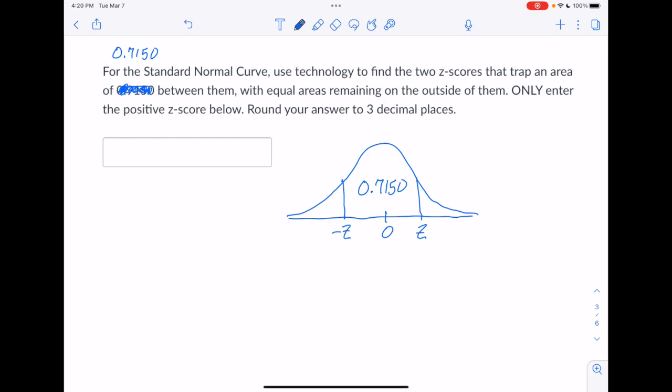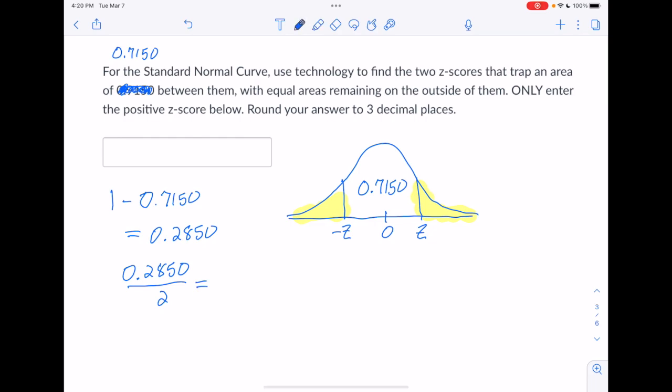And that's not the area we're going to enter into the calculator. We need to enter an area to the left into our calculator. So we need to do a little bit of math to think about what the outsides are. We take the total area under the curve of 1, we subtract 0.7150, and that gives 0.2850. Then we take that 0.2850 and we divide that in 2 because we need half of that area to go over here on the left and the other half to go over here on the right.